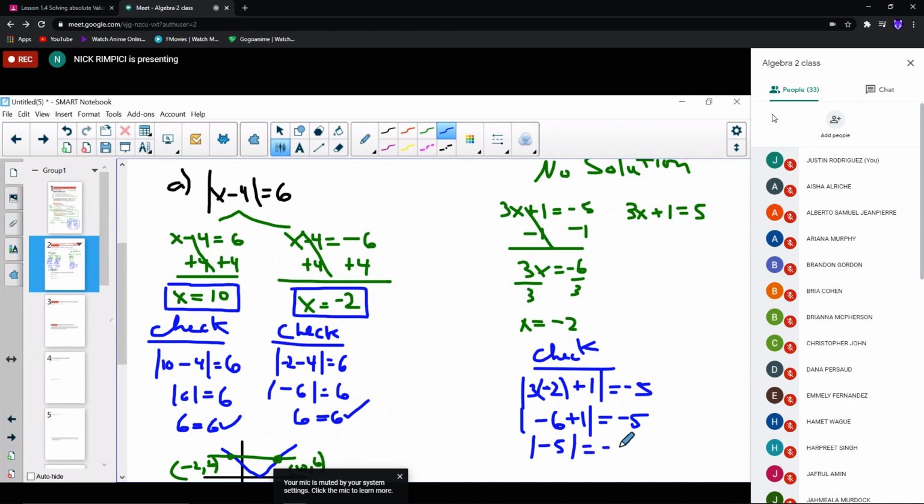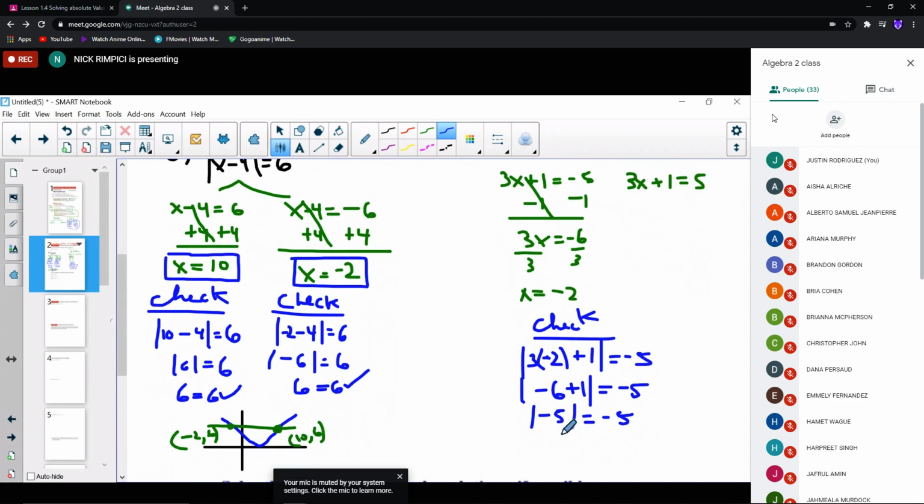But it doesn't, because the absolute value of -5 has to be taken into account, and that's +5. And +5 is not the same as -5. So this does not work. -2 does not make the statement true. It doesn't work.